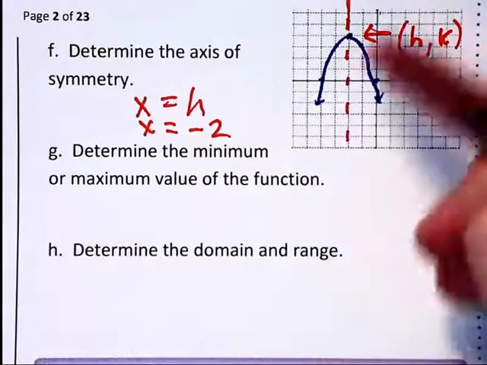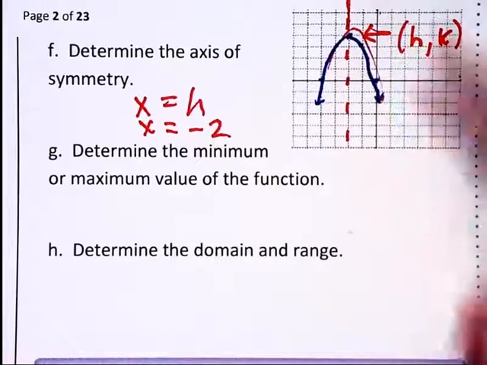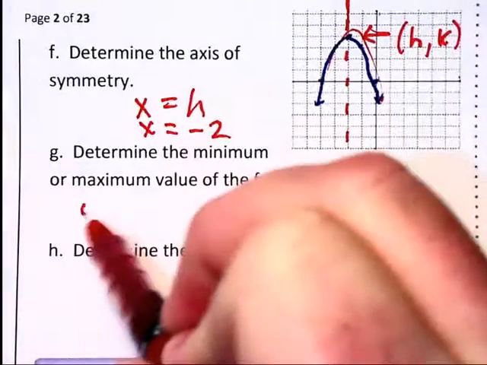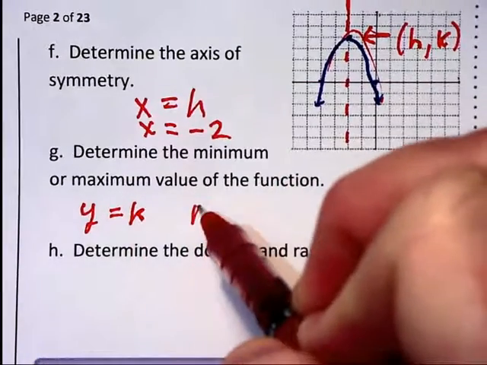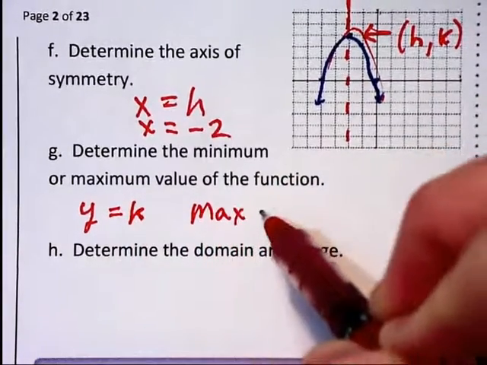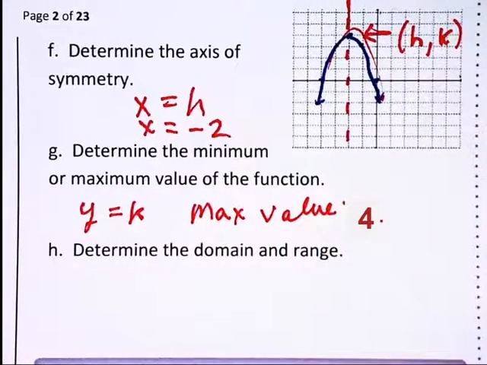Now, since this parabola opens downward, it has a maximum value, and that maximum value will be at y equals k, which in this case will be at the y value of 4.